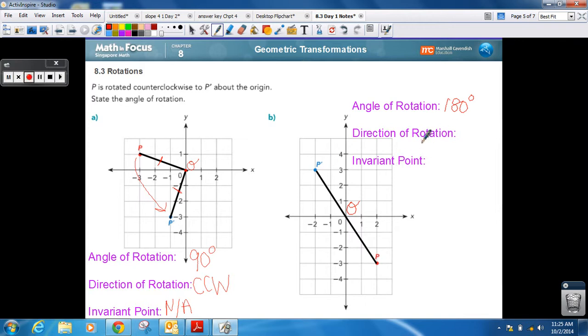So the direction of rotation is either clockwise or counterclockwise. 180 degrees is the only angle at which you can rotate something and go either way and end up in the same place. So generally, when we have a 180 degree rotation, we don't put counterclockwise or clockwise because they mean the same thing. Again, the invariant point is not applicable because we only have points here. We don't have line segments touching our center in the beginning.